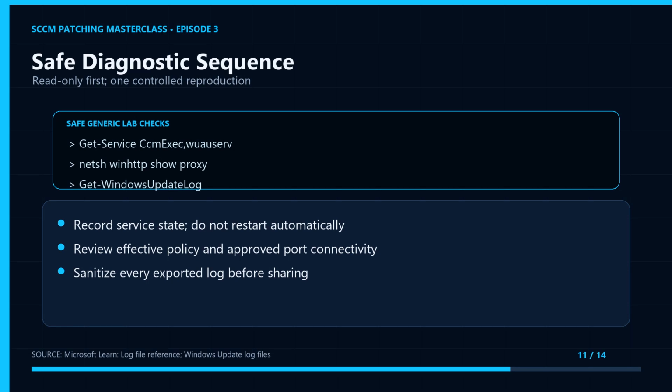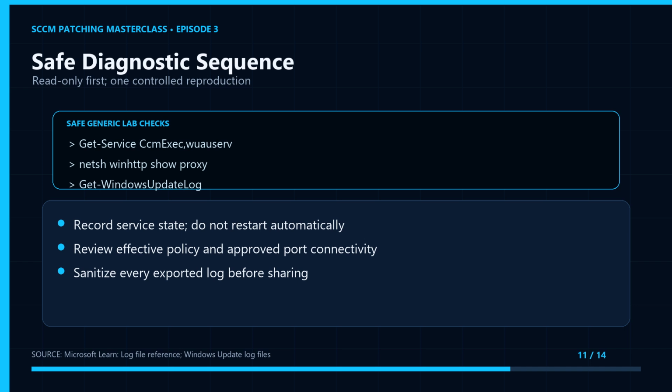A safe sequence is simple. Record whether SMS Agent Host and Windows Update services are running, without changing them. Review effective computer policy and the WinHTTP proxy. Confirm the assigned source in LocationServices and WUAHandler. Test only the approved source port. Trigger one scan, then generate a readable Windows Update log if required.